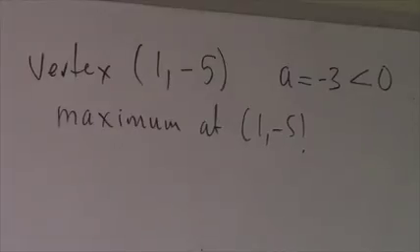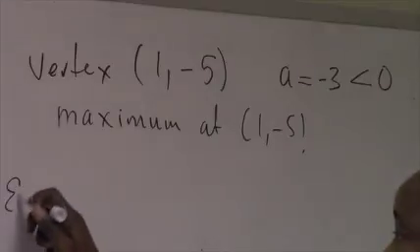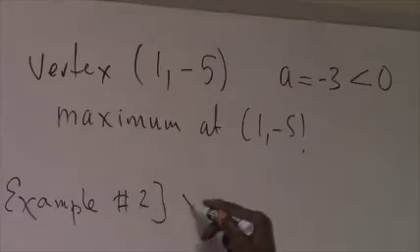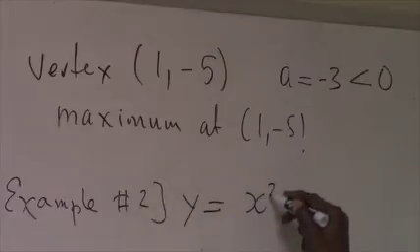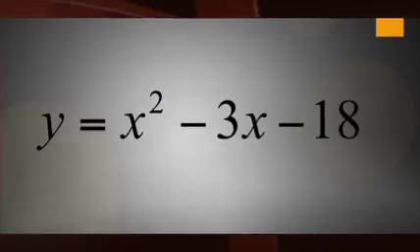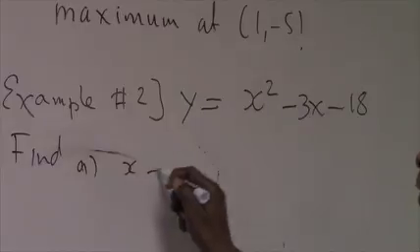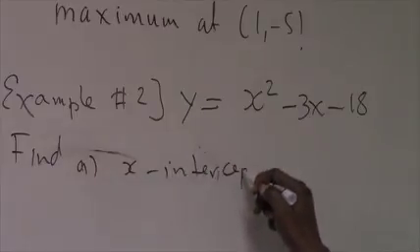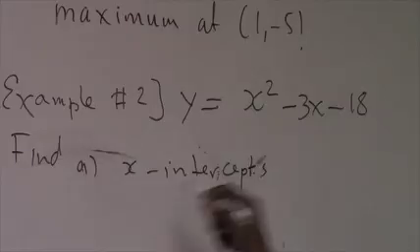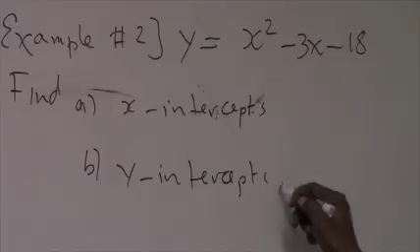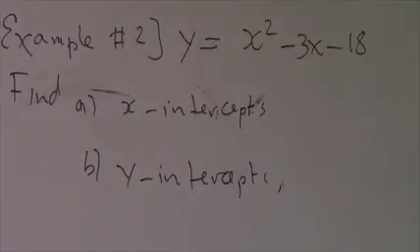So now let's do another example, example 2. In example 2, we've been given y equals x squared minus 3x minus 18, and we want to find the intercepts. Let me change that and say find A, the x-intercepts. B, find the y-intercepts. These are fairly easy processes to go through.